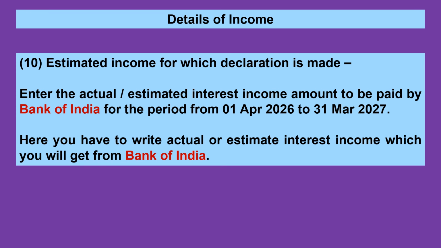Point number 10, estimated income for which declaration is made. Enter the actual or estimated interest income amount to be paid by Bank of India for the period from 1st April 2026 to 31st March 2027. Here you have to write the actual or estimated interest income which you will get from Bank of India for this finance tax year 2026-2027.